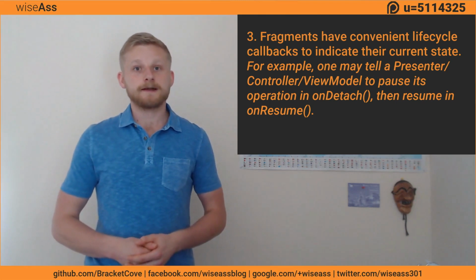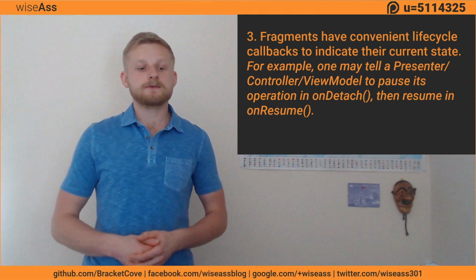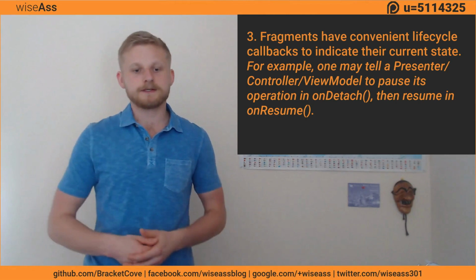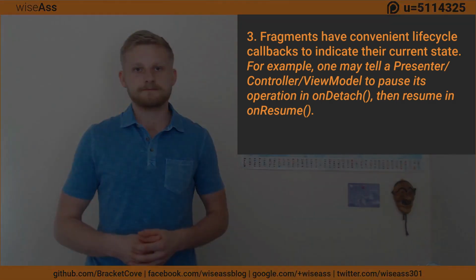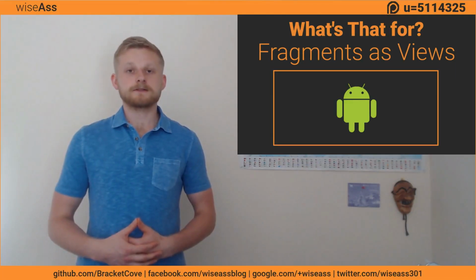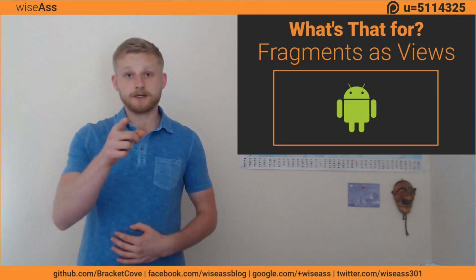Having lifecycle callbacks out of the box makes it easy for the view to call back to the rest of the architecture in order to communicate its current state. That's basically all you need to know in theory. Now go look at some damn code.